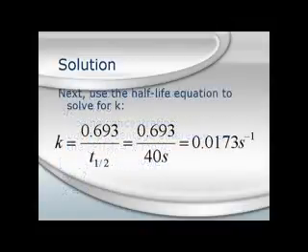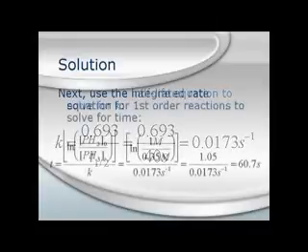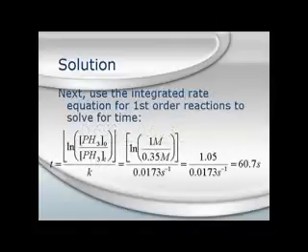One of the wonderful things about first order reactions is that if I have the half-life, I can find K very easily. K is equal to 0.693 divided by the half-life. So 0.693 divided by 40 seconds gives us a value for our rate constant K of 0.0173 per second. Now that I have K, I can use K in the integrated rate equation to solve for the time.